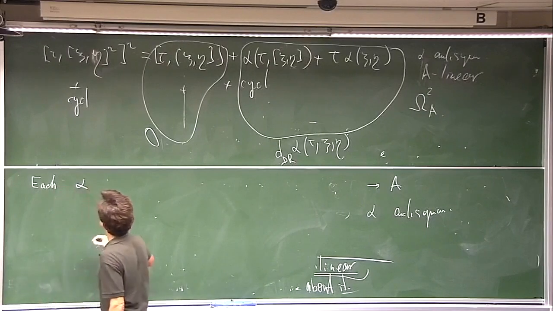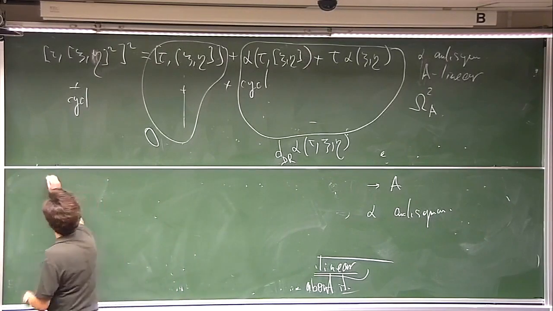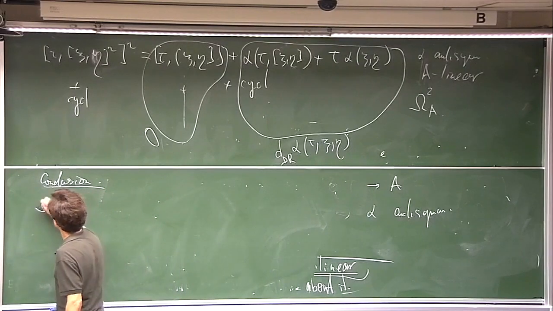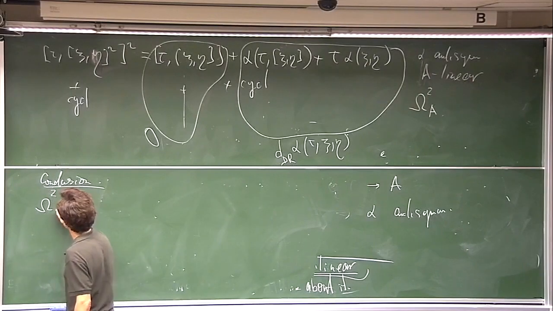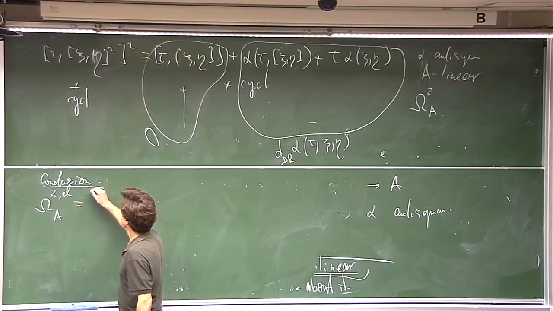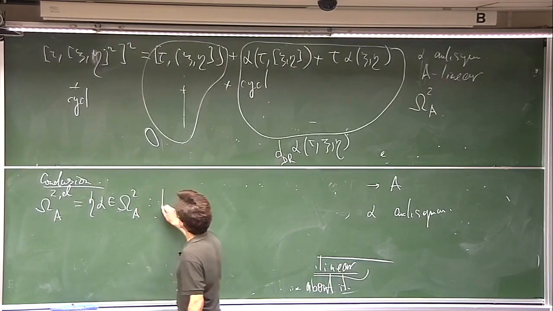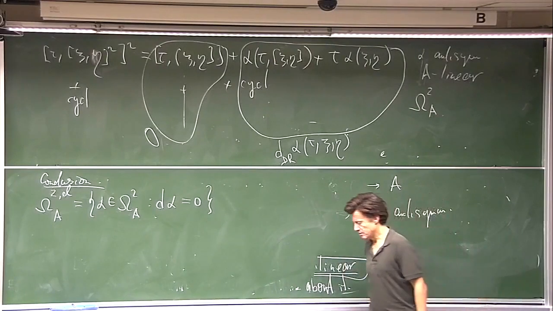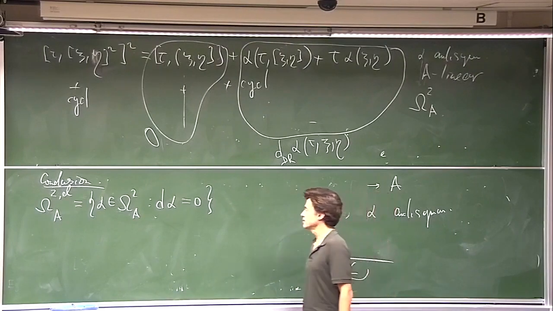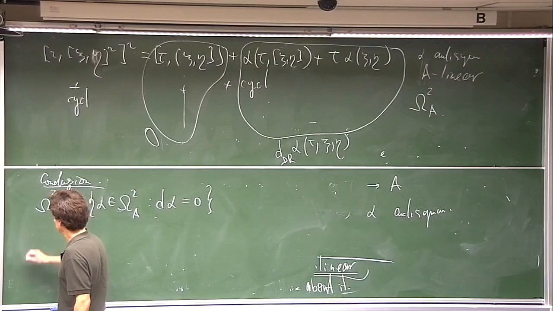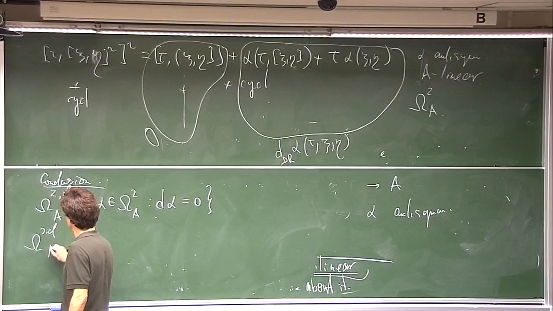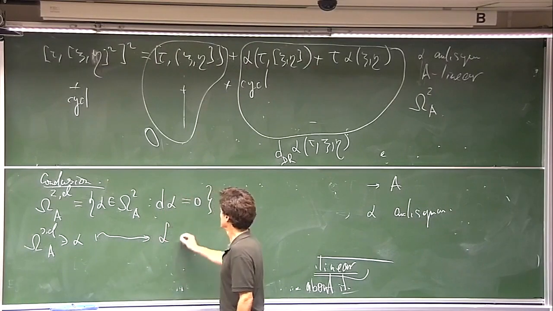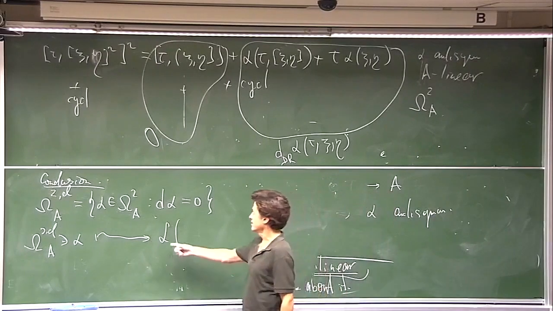For each alpha, we introduce, in addition to omega 2, the space of closed 2-forms, the set of those that are closed. So what we've accomplished is that for each closed 2-form, we have attached a Picard algebroid.